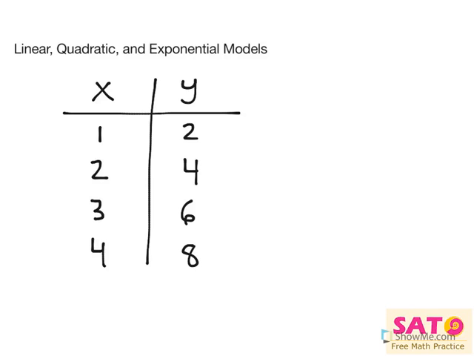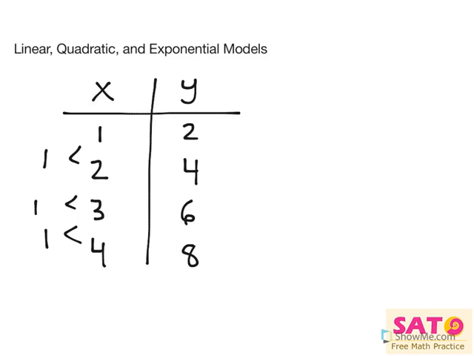Hey there! Let's talk about linear, quadratic, and exponential models and how you can compare them and tell the difference if given a table, like so. So let's analyze this. We have x equals 1, 2, 3, 4, and let's just keep a note here. They're adding by 1, so it's a constant rate.